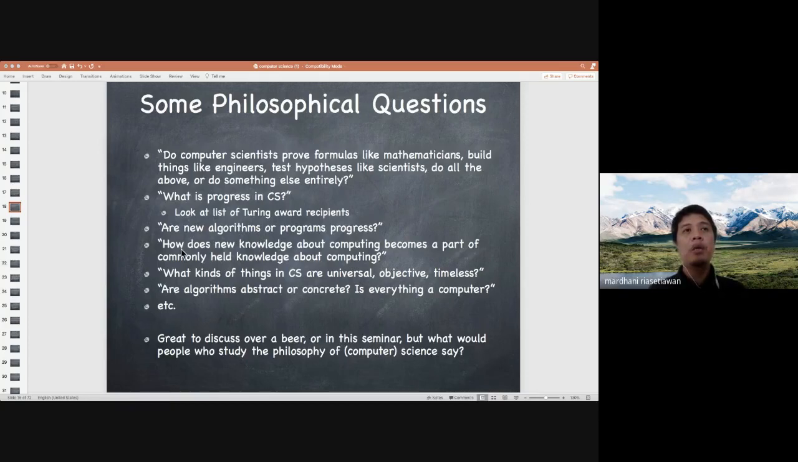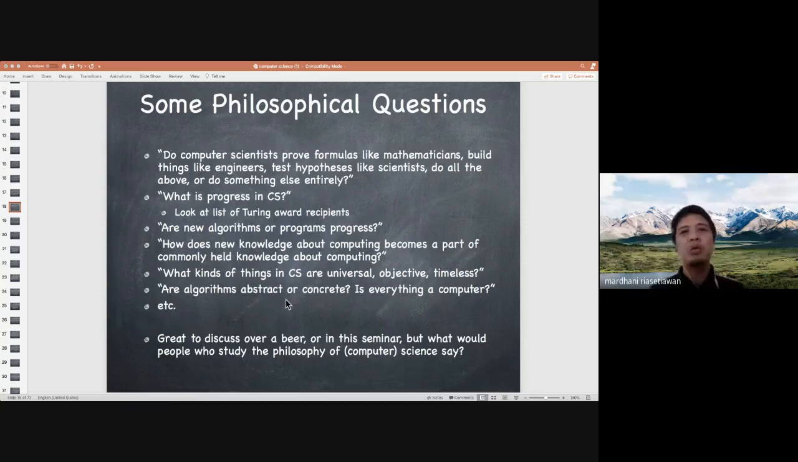And then, how does new knowledge about computing become part of commonly held knowledge about computing? That will be very important too. And what kinds of things in computer science are universal, objective, and timeless? Are algorithms abstract or concepts? Is everything a computer?